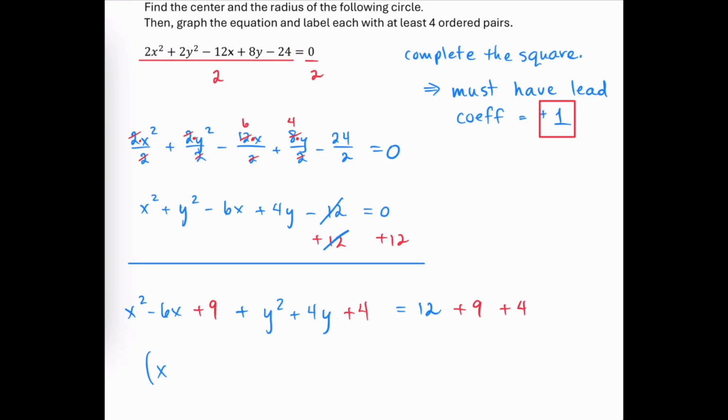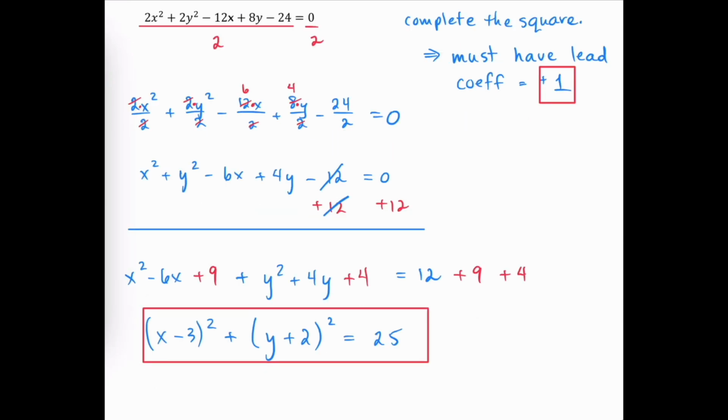Now that we have 2 perfect square trinomials, these are going to factor into binomials squared. The first is going to be x minus 3 quantity squared, and then to that we're going to add, make sure you get a plus sign in here. The second trinomial factors into y plus 2, quantity squared, and all of these constants add together to give us 25.